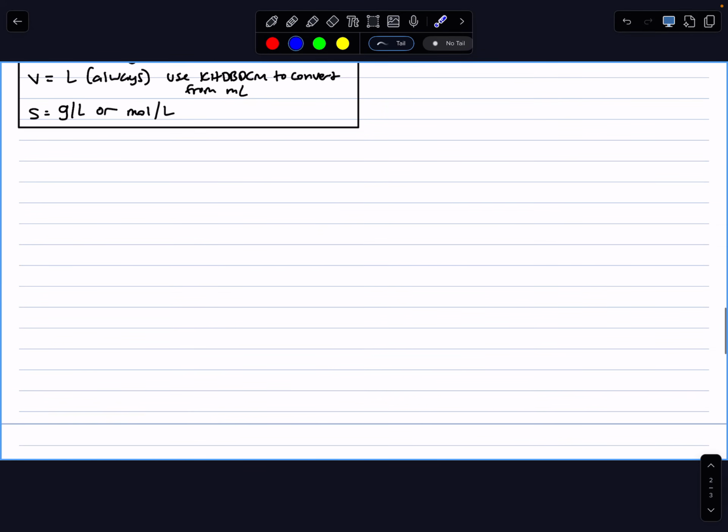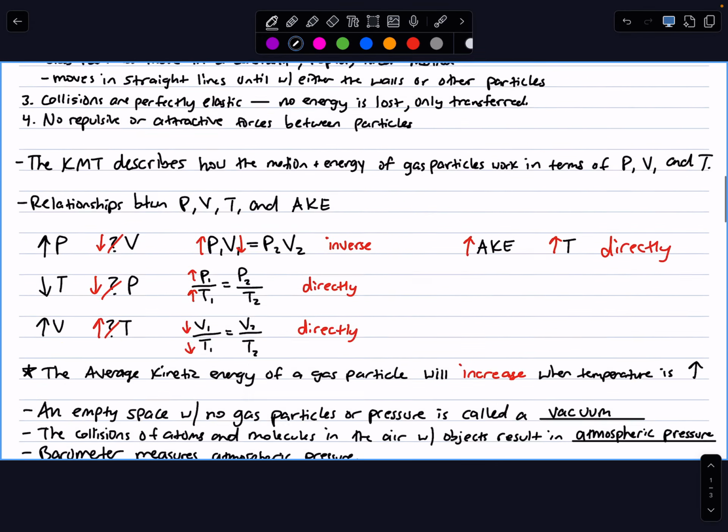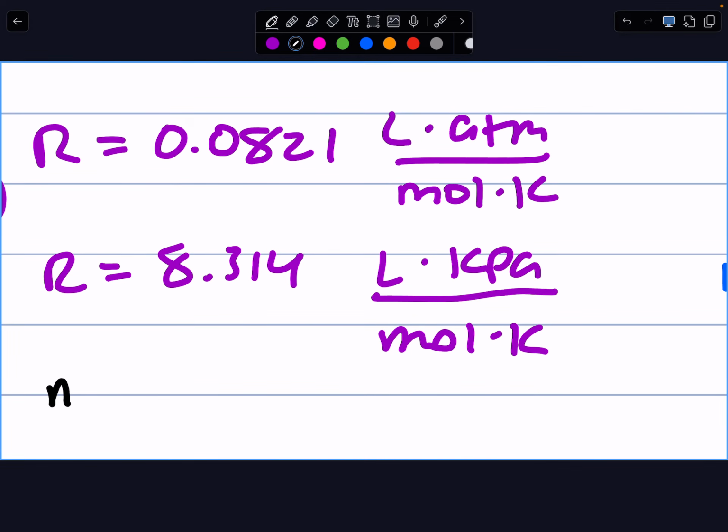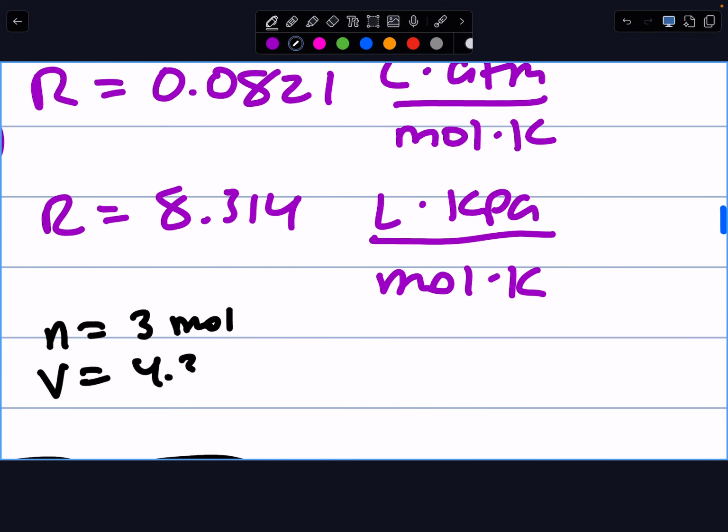Oh, yeah. Remember the ideal gas law? Yeah, PV equals nRT. And if it's atm, it's 0.0821, I give that to you. So you know how to use this. If I'm giving you 3 moles, 4.3 liters, and a pressure of 111 kilopascals, and I'm looking for temperature.